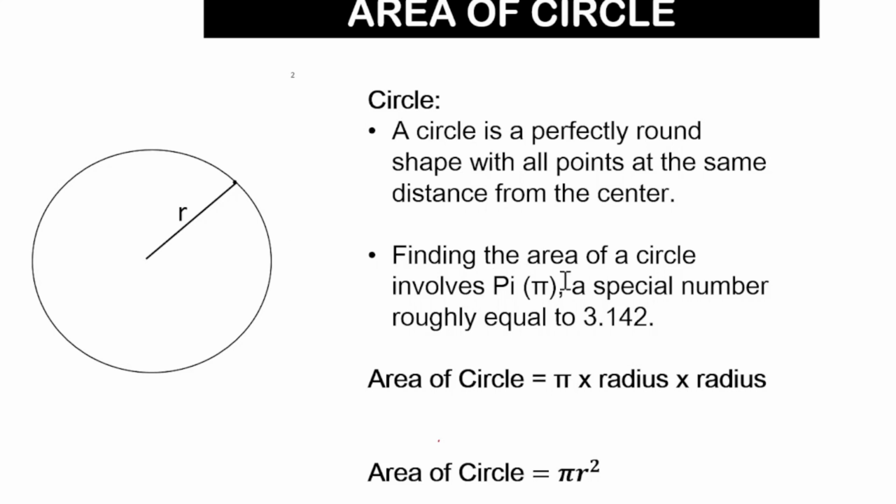So finding the area of a circle involves pi, a special number roughly equal to 3.142. The area of a circle is pi times radius times radius. That's how we call it pi r squared. So it's something very simple.